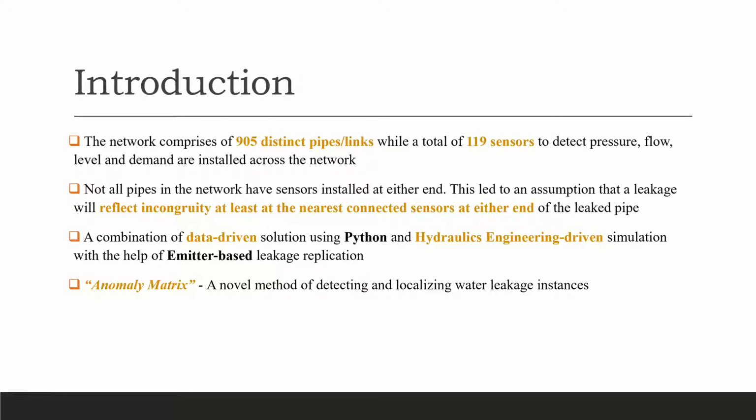As the network comprises of 905 links or pipes with a total of 119 sensors to detect demand, pressure, flow, and level, our fundamental assumption is that a leakage in any pipe within the network will reflect incongruity across the nearest located sensors at either end of the leaked pipe. We combine principles from two worlds, data science and hydraulics engineering, to develop our solution.